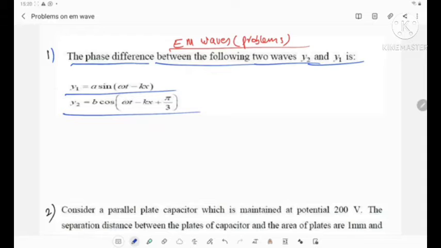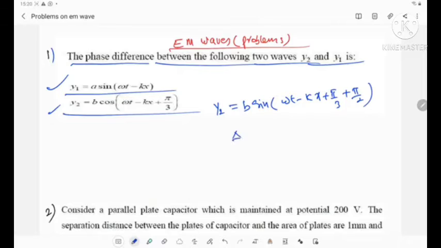Therefore, here y1 is a sine function, here y2 is a cos function. Therefore, this sine function can be converted into cos, or this cos can be converted into sine. Here I am going to convert this cos function into sine. Therefore, y2 is equal to, here sine(90 plus theta) is equal to cos theta. This becomes b sine(omega t minus kx plus pi by 3 plus pi by 2). This is sine(90 plus theta).